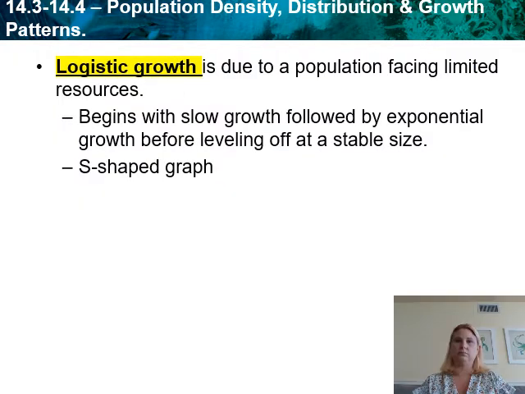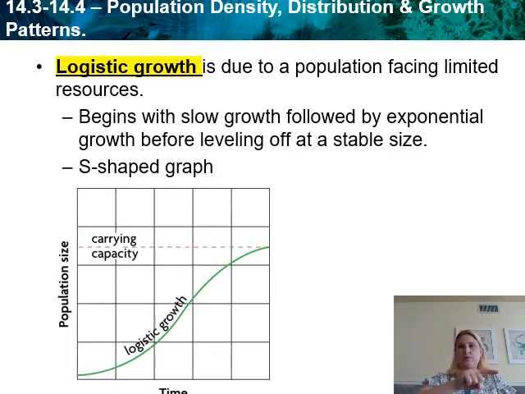Okay? So usually what we see is this thing called logistic growth. Logistic growth is due to a population facing limited resources. What usually happens is we have slow growth followed by exponential growth where it swiftly goes up. And then it levels off because of the carrying capacity of that ecosystem, and it has hit that point where it has so many individuals, like the bus is full. That's all the people that can get on. So that's as much as the environment can support.